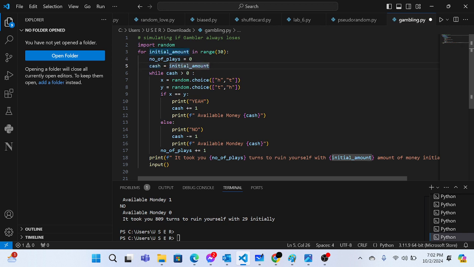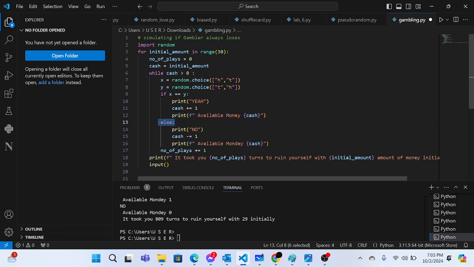And then while cash is greater than 0, until he has some cash, what we will do is: let x be a random choice between heads and tail. This is the real heads or tail that is thrown, and this is the heads or tail that the gambler chooses. If those are the same, then we will print a yes, and the cash will increase by 1, and the available money will also be printed as the cash increased by 1. He will have one more cash than he had brought with him.